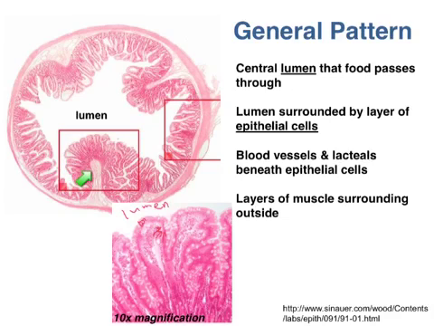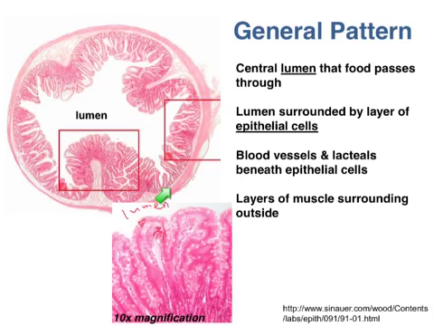Underneath the epithelium, you have connective tissue, and blood vessels and lacteals run through this connective tissue. Blood vessels to pick up nutrients that are being absorbed out of the lumen across the epithelial cells. Lacteals are the specialized, really wide-mouthed lymphatic vessels that absorb large fat molecules. And then lastly, around that connective tissue, you have layers of muscle. That's what this pink layer is, there and along there. That's the muscular layer.